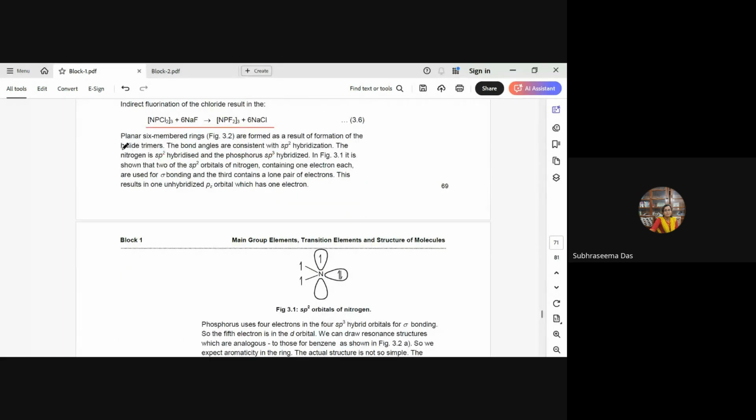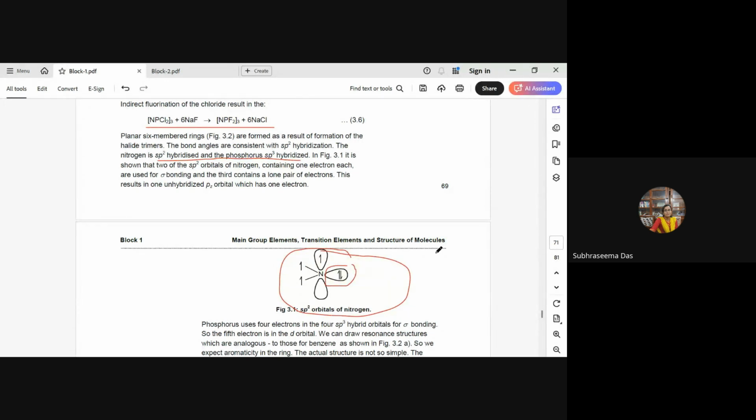Planar six-membered compounds are a result of the formation of halide trimers. Nitrogen is sp2 hybridized, but the phosphorus present here is sp3 hybridized. In figure 3.1, the two sp2 orbitals of nitrogen are shown, and you can see that they contain one electron each. Here these are used for single bonding, and the third orbital contains a lone pair of electrons.